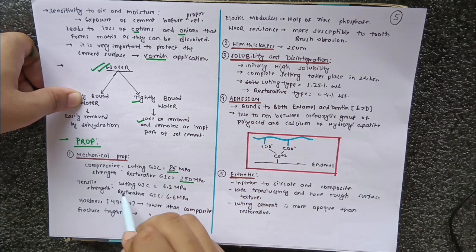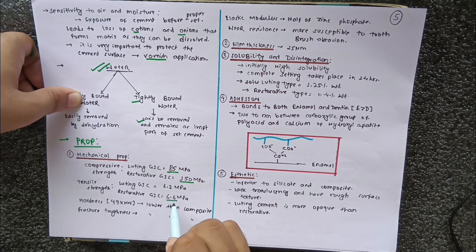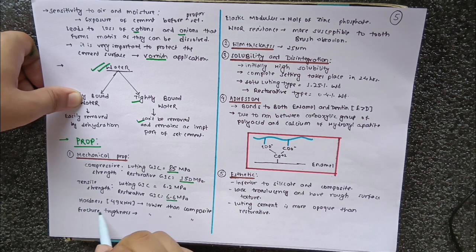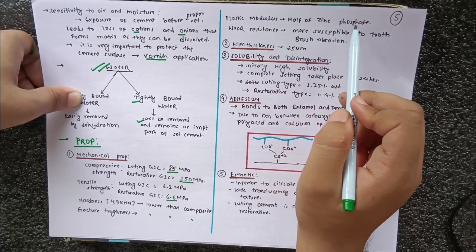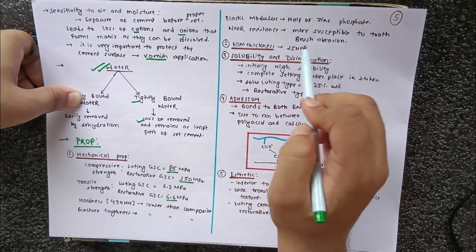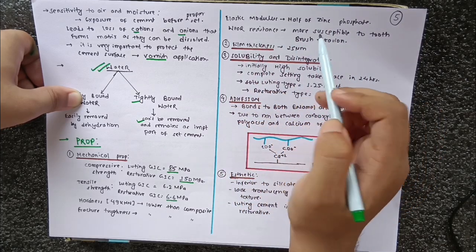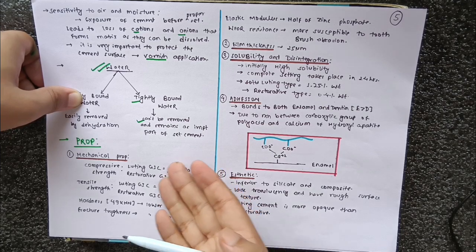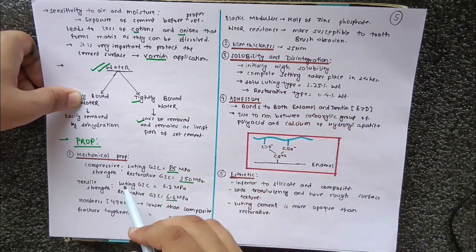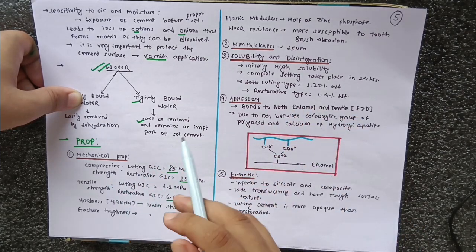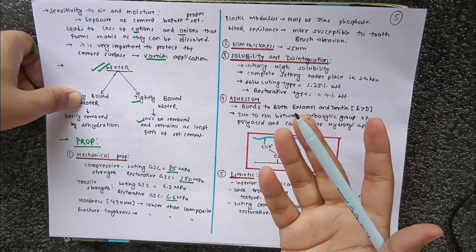In tensile strength, luting GIC is 6.2 MPa and restorative GIC is 6.6 MPa. The hardness is 49 Knoop hardness number, which is lower than the composite, and fracture toughness is also lower than the composite. The elastic modulus is half that of zinc phosphate, and for wear resistance, it is more susceptible to toothbrush abrasion. So what is written here is that it is a mechanically compromised cement.